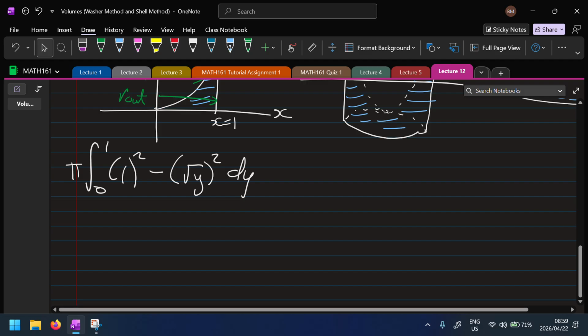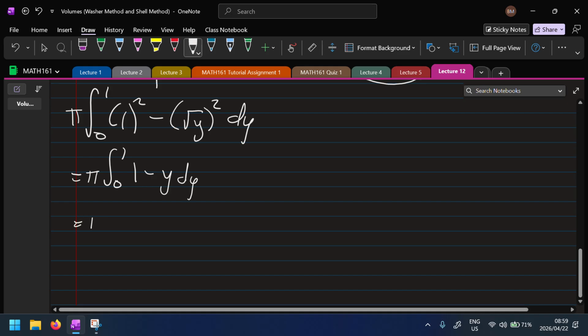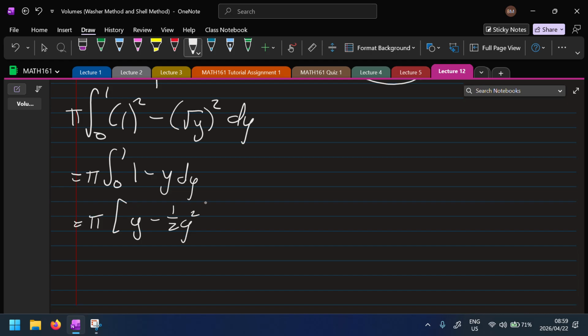Okay. So let's simplify this, and then we can evaluate. So we have pi, integral from 0 to 1. 1 squared is just 1. Root y squared is just y. dy. So we have pi times y minus half y squared from 0 to 1. If we put in 0, we just get 0, so we can ignore that. Then we have 1 minus a half. That's just a half.